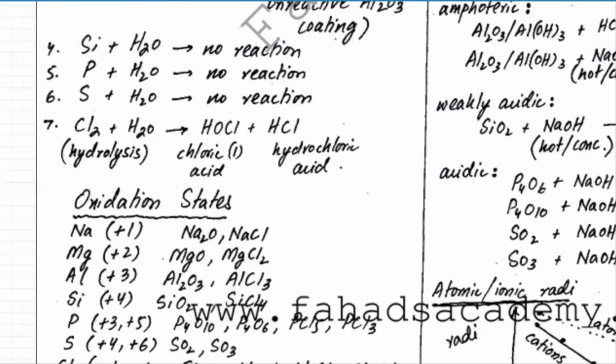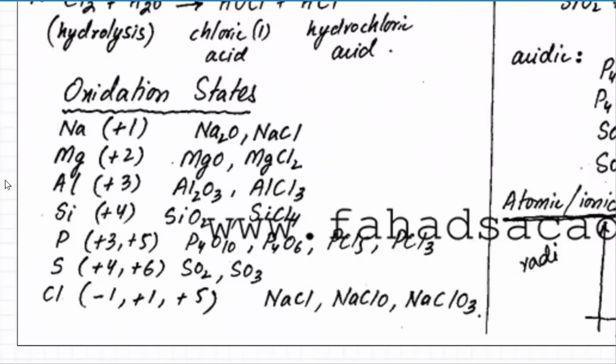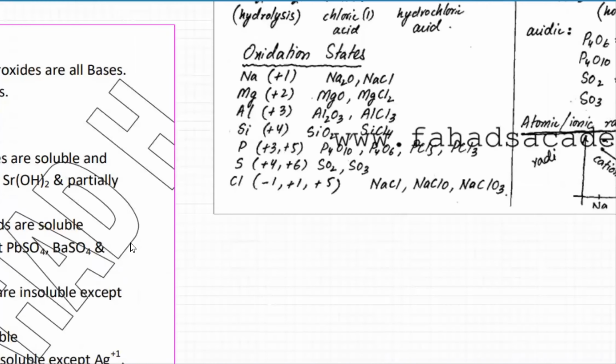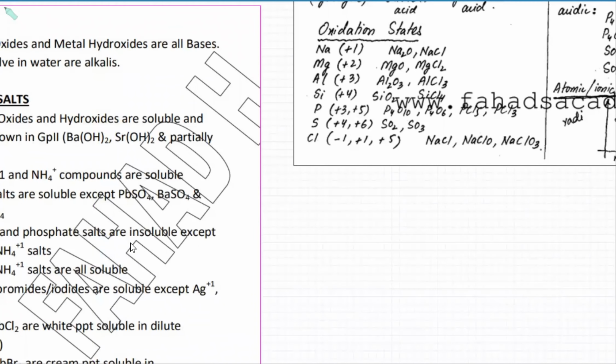Then about oxidation states, you should know Na is +1, Mg is +2, Al is always +3. Silicon is usually +4. Phosphorus can have multiple oxidation states like +3, +5. A lot of non-metals usually have multiple oxidation states. They can have many different oxidation states. Same with Cl. Cl can have multiple different oxidation states. And I gave examples of compounds. And I'll briefly comment on this as well.